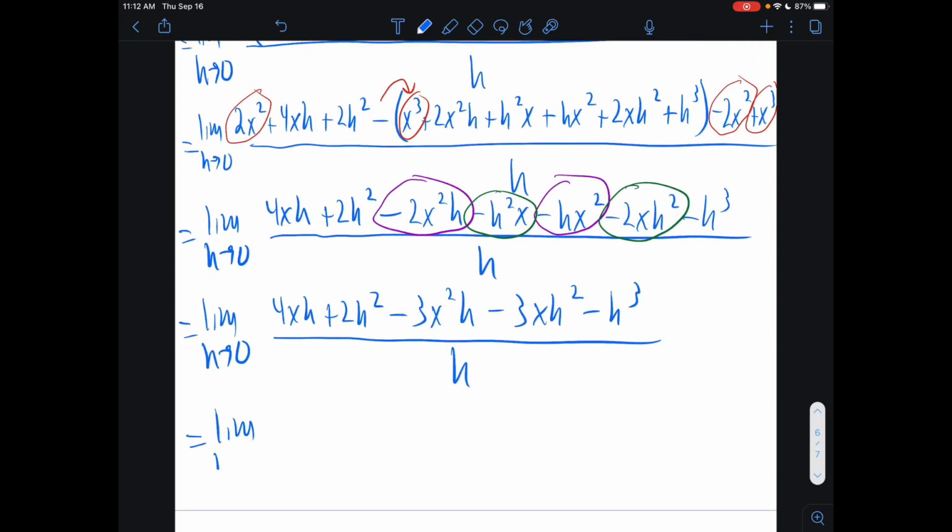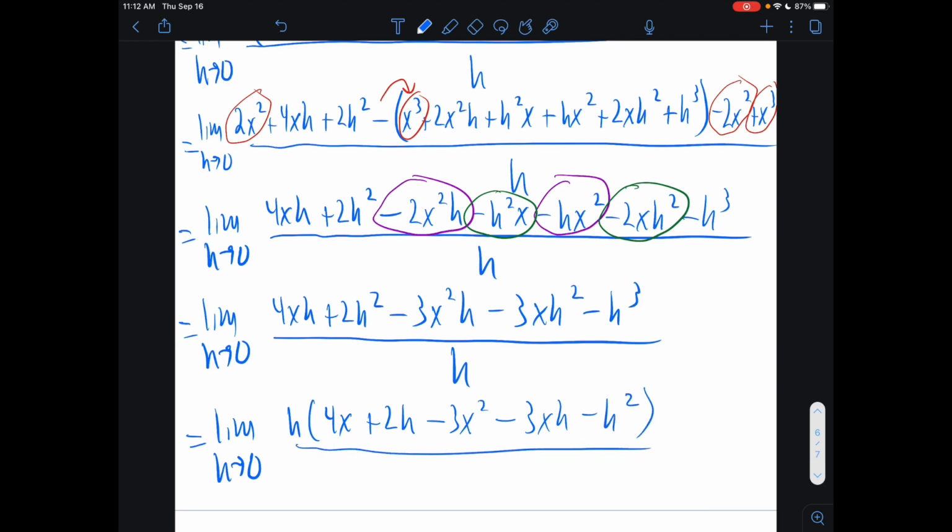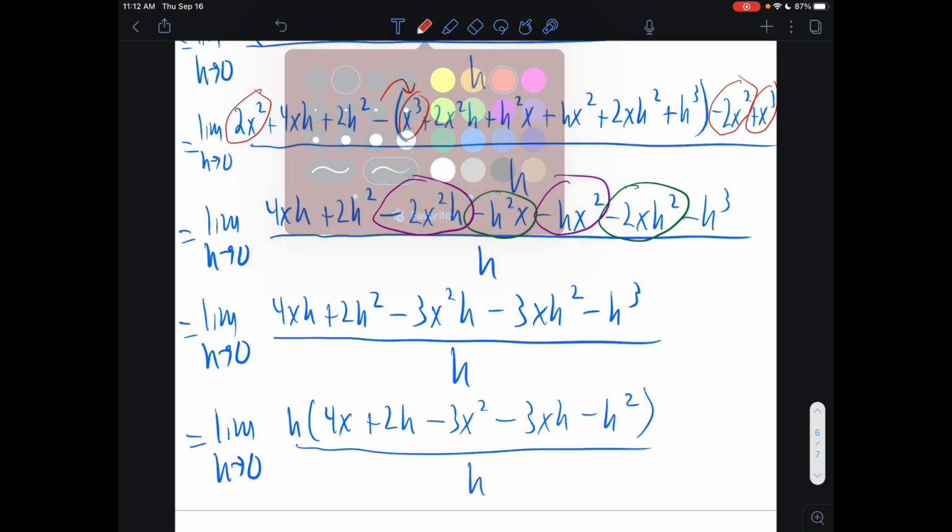And I get h times 4x plus 2h minus 3x squared minus 3xh minus h squared, all divided by h. Those h's will cancel out.